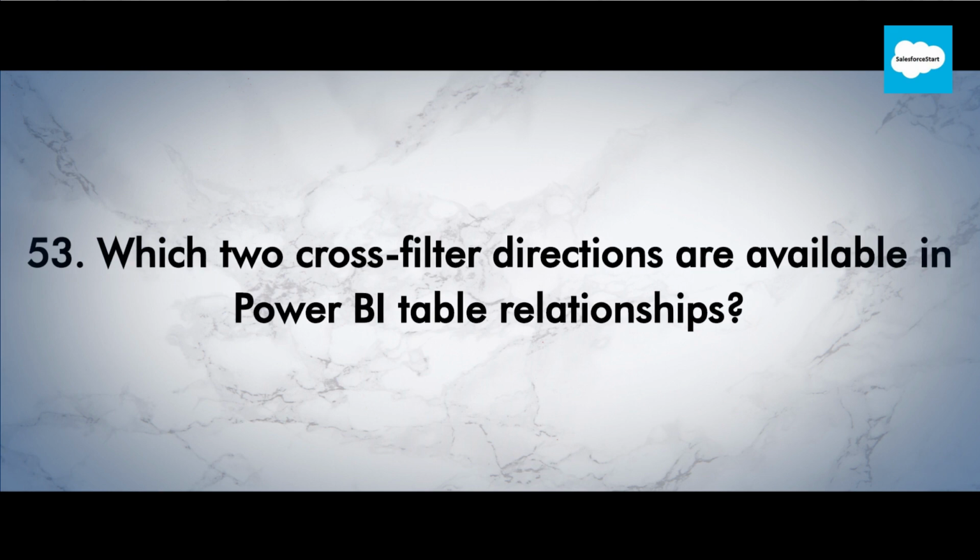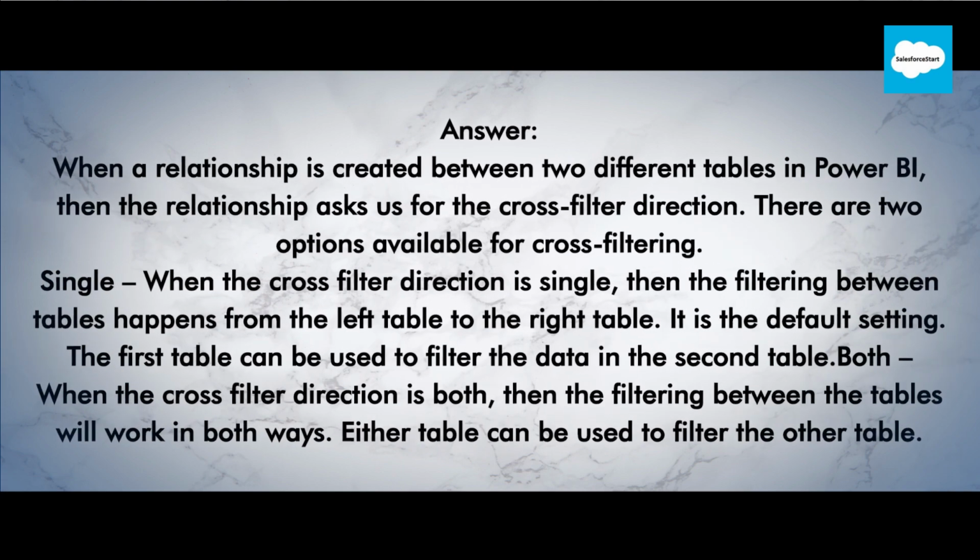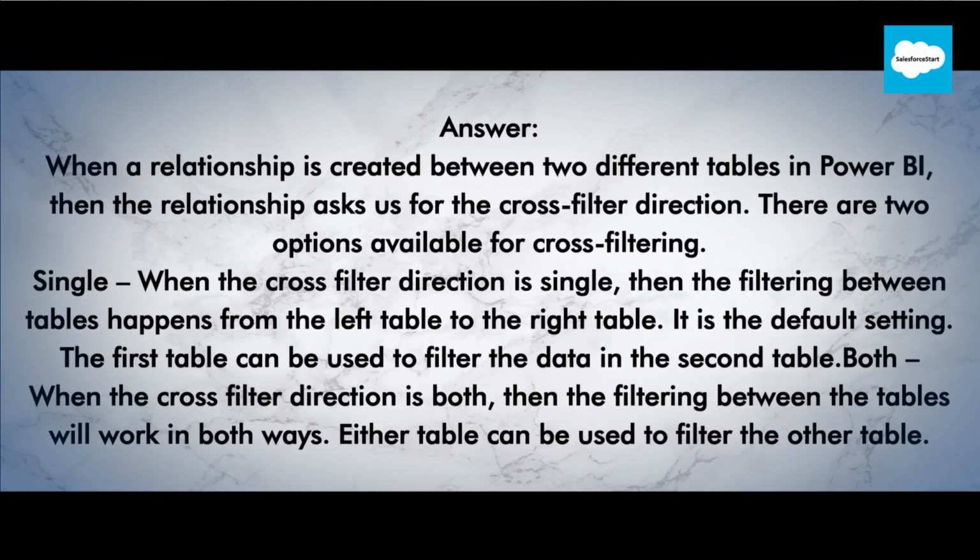53. Which 2 cross-filter directions are available in Power BI table relationships? Answer. When a relationship is created between 2 different tables in Power BI, then the relationship asks us for the cross-filter direction. There are 2 options available for cross-filtering. Single. When the cross-filter direction is single, then the filtering between tables happens from the left table to the right table. It is the default setting.